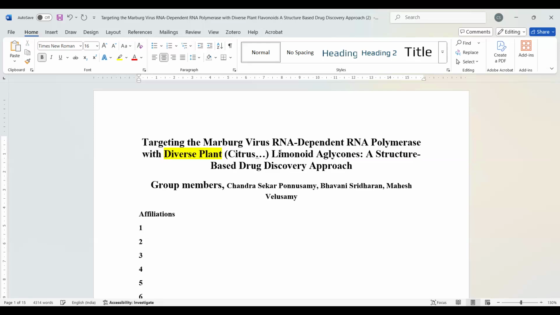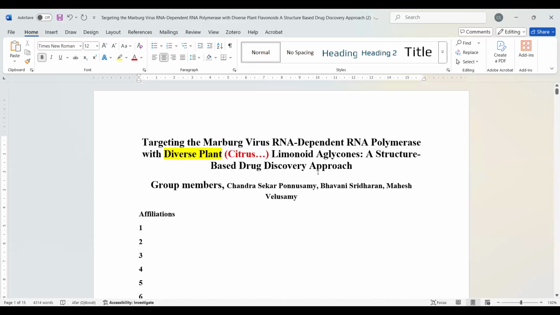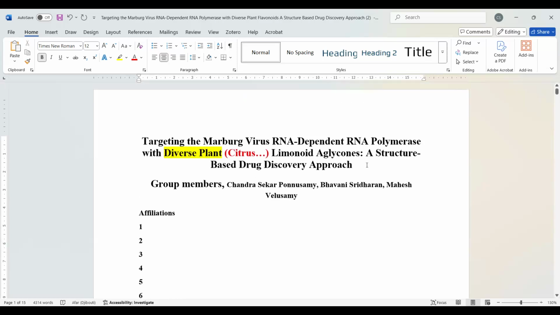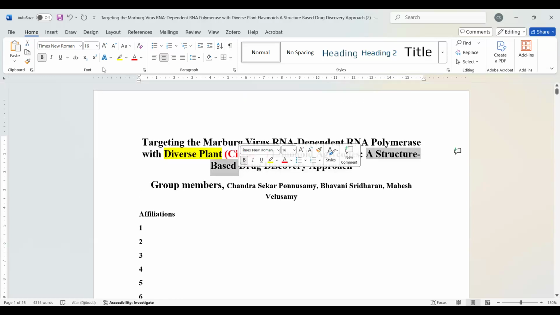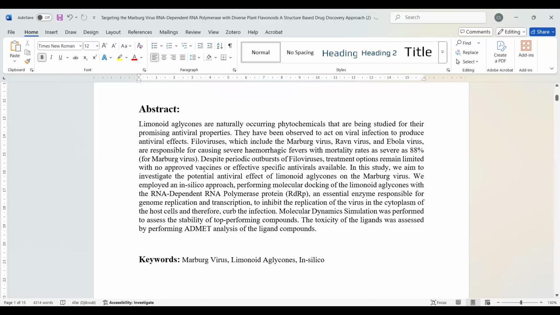Okay, sir. I'm highlighting here. A structure-based drug discovery approach. Again, this part I'm thinking should be replaced with some other word. Whatever has to be replaced, I'm highlighting in yellow, and the possible suggestions I'm giving in red. I'll share the changed document. Lemon naturally occurring phytochemicals.